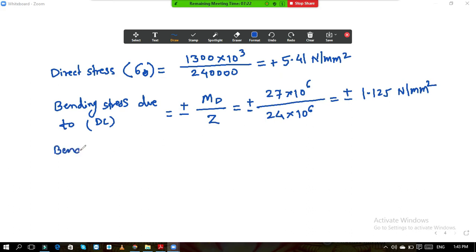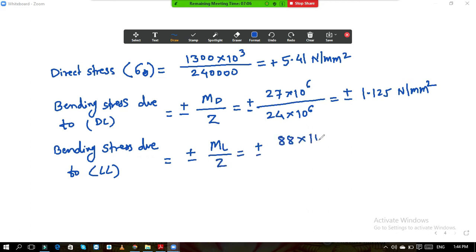Then again, bending stress due to live load. What is the bending stress due to live load? It is again plus minus ML by Z, which is equal to plus minus 88 into 10 raised to 6 divided by 24 into 10 raised to 6. How much is 88 divided by 24? It is 3.66 Newton per mm square.